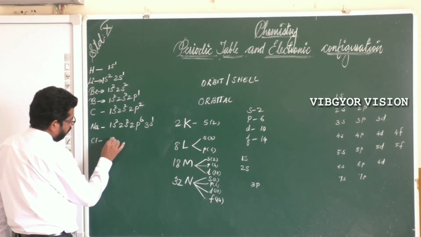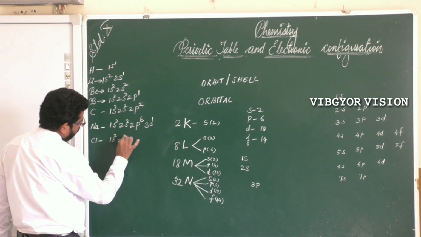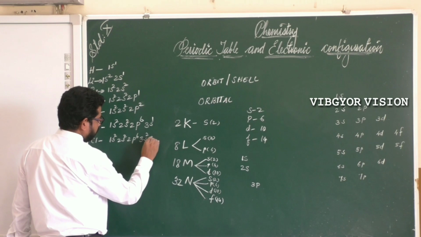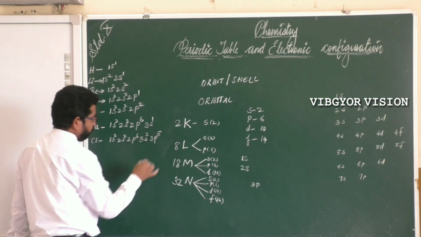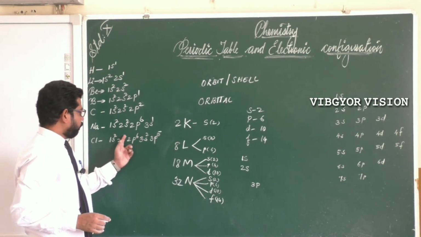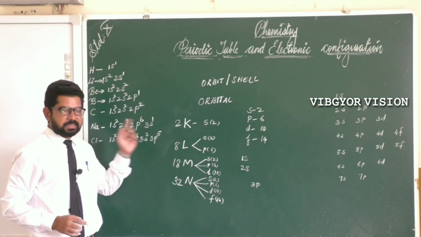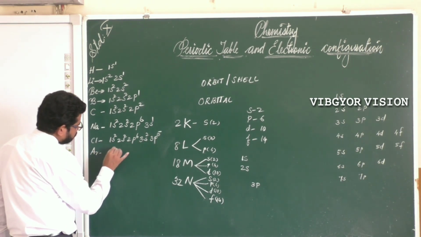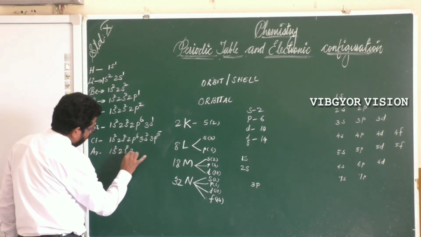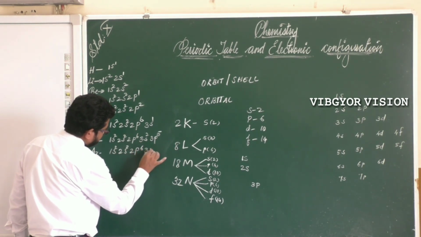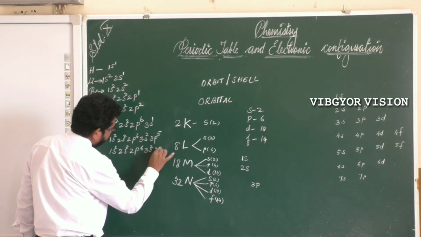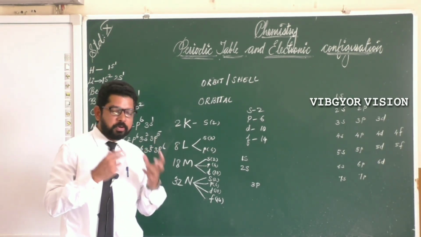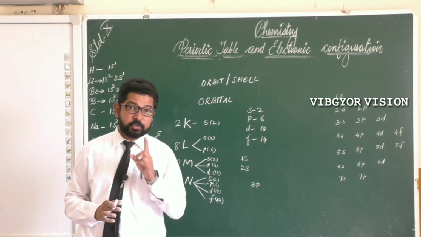Next, we can write the electronic configuration of chlorine. Atomic number is 17. 1s2, 2s2, 2p6, 3s2, 3p5. See that? 4, 10, 12, 17. Next, let us write the electronic configuration of argon. 1s2, 2s2, 2p6, 3s2, 3p6.